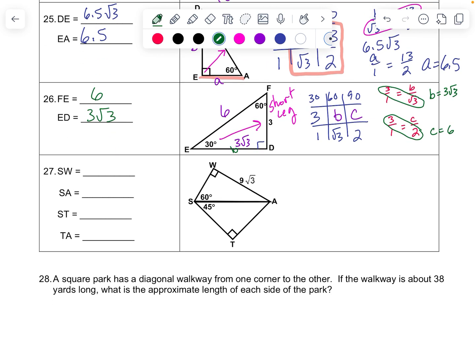Okay, now we have two different triangles, but one drawing. One's a 30, 60, 90. One is a 45, 45, 90. So you're going to use all your rules. I'm going to put the pattern on here for you.